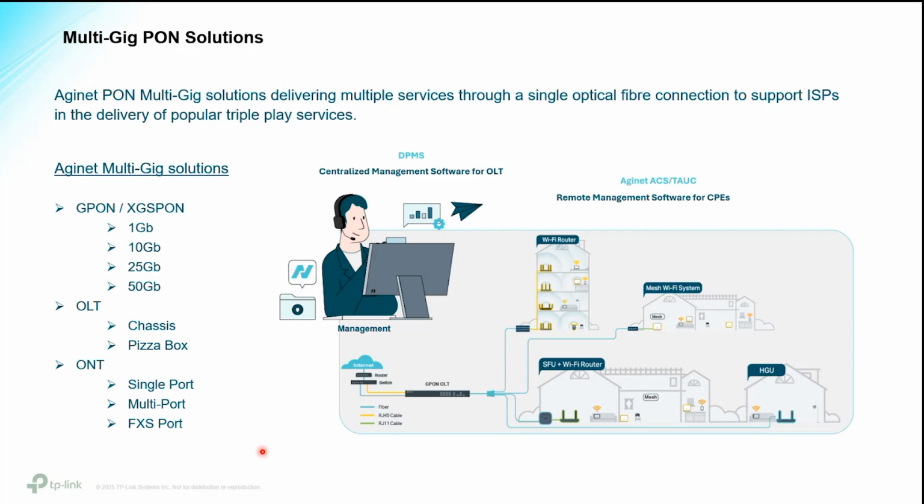And also ONTs with FXS ports. So that removes the requirement for maybe putting it on the router and having it as the first entry point into the home, as there's an FXS port there. So all these products we're doing, and releasing in the coming future. So please do keep an eye open for some of those extra new bits. It's an exciting time on the multi-gig PON solutions that we're doing here at TP-Link.